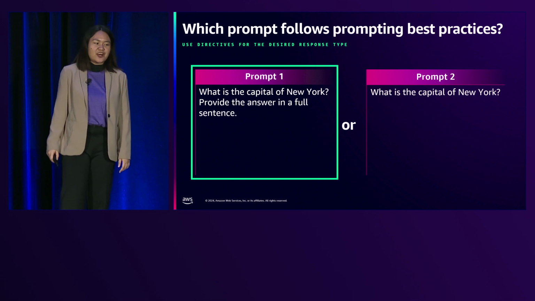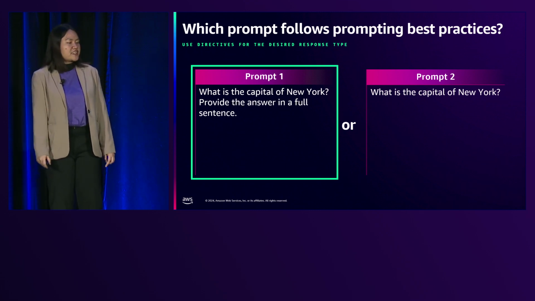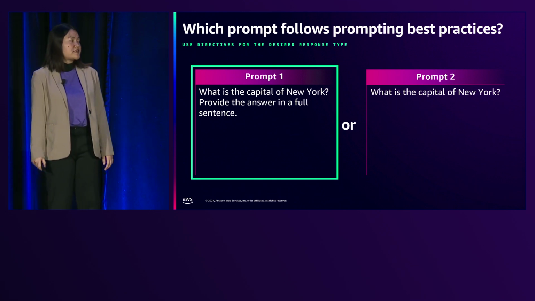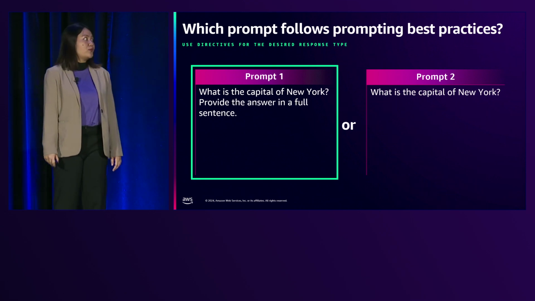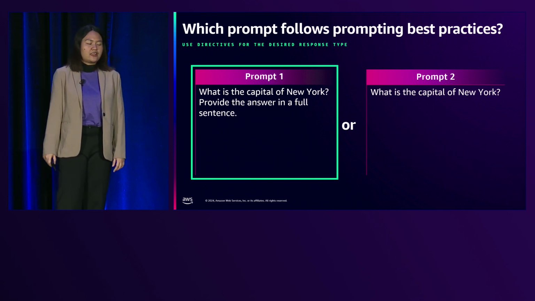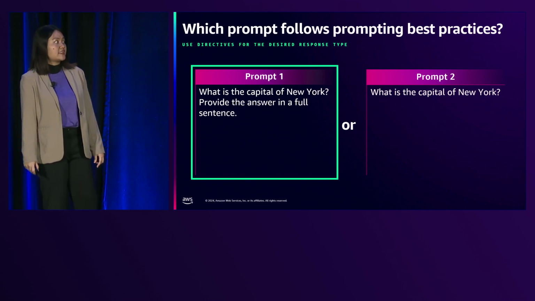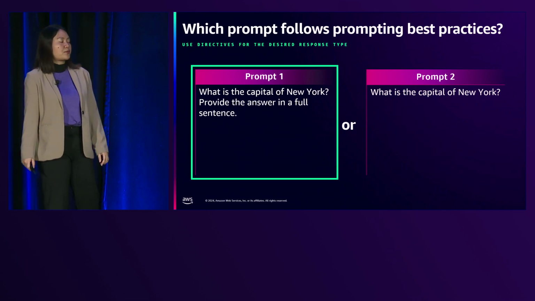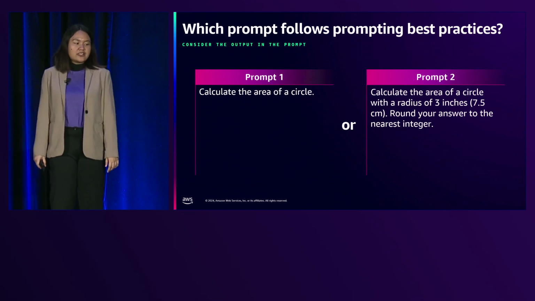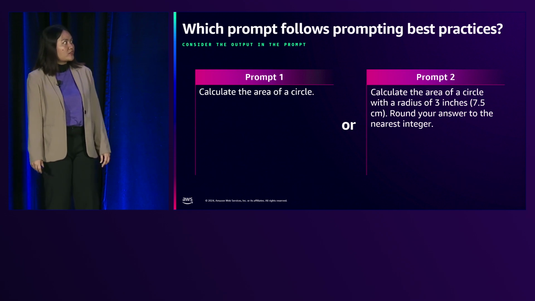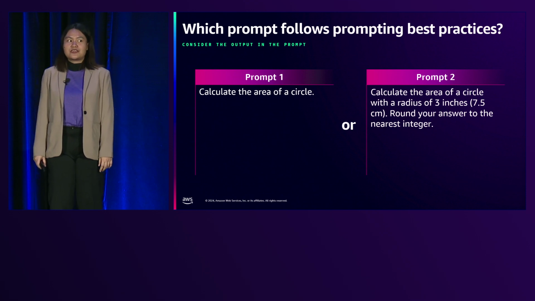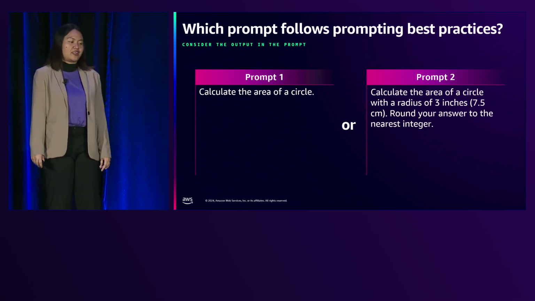So prompt 1 would be the directiveness for desired response type. Because if you take a look at the difference between prompt 1 and prompt 2, in here you provide the output, so you provide the answer in a full sentence, compared to prompt 2. Right? And the next one, consider the output in the prompt. So which one is the best practice? Okay, so I will give you around 10 seconds to read through the prompt.